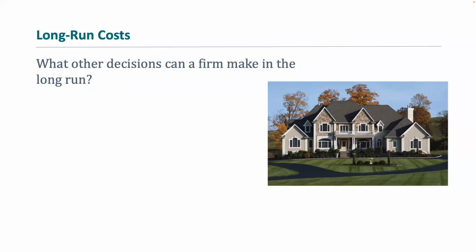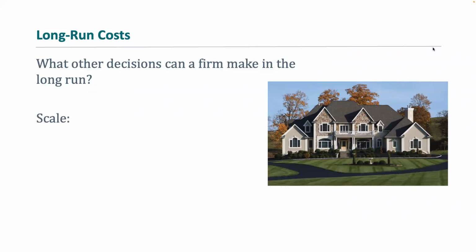Hello everyone. In this video, we're going to talk about long run costs. In the last video, we talked about short run costs, and this was when at least one of those inputs were fixed. But now we want to look at what happens in the long run when all of our costs can be variable. So the first question we ask is, what other decisions can a firm make in the long run?